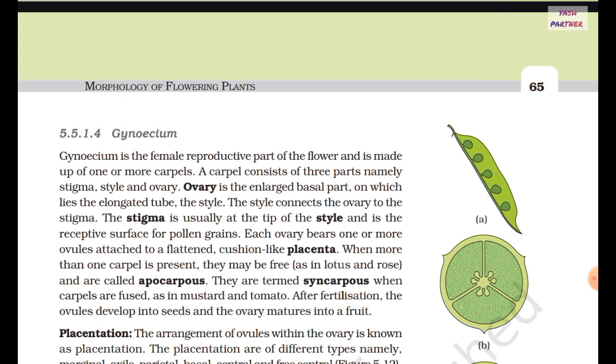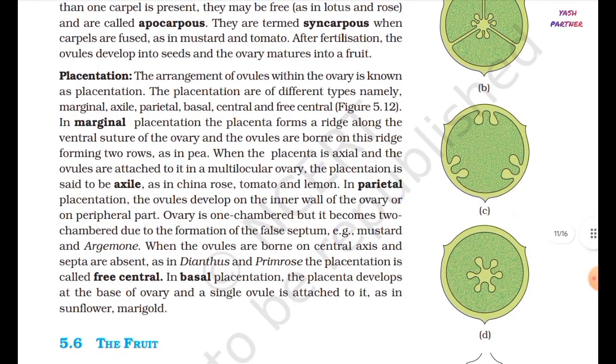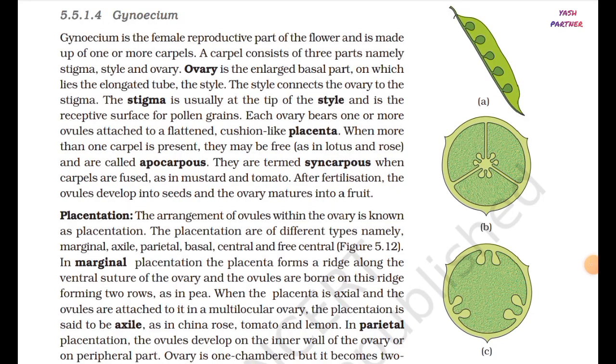When more than one carpel is present, they may be free, as in lotus and rose, and are called apocarpous. They are termed syncarpous when carpels are fused, as in mustard and tomato. After fertilization, the ovules develop into seeds and the ovary matures into a fruit. Placentation. The arrangement of ovules within the ovary is known as placentation. The placentation is of different types, namely marginal, axial, parietal, basal, central, and free central.